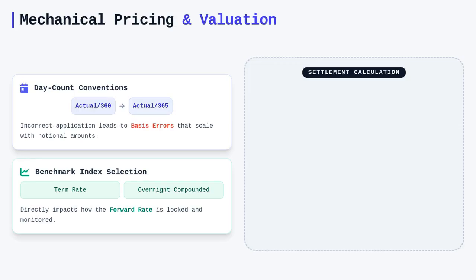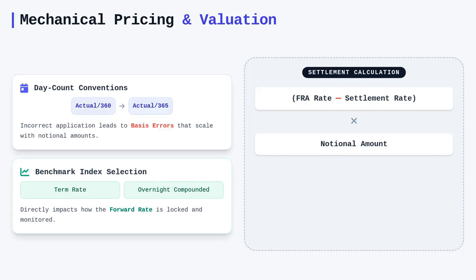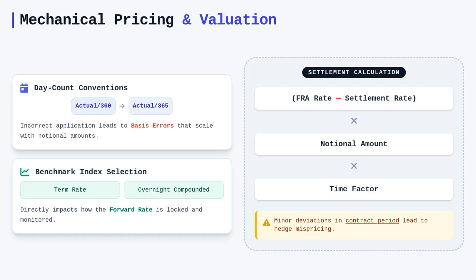Traders must also be aware that the settlement amount is calculated as the difference between the agreed FRA rate and the settlement rate, applied to the notional amount and adjusted for the time factor. This is why the precision of the contract period is so heavily scrutinized during the trade negotiation phase, as even a minor deviation in the day count convention leads to a mispricing of the hedge.